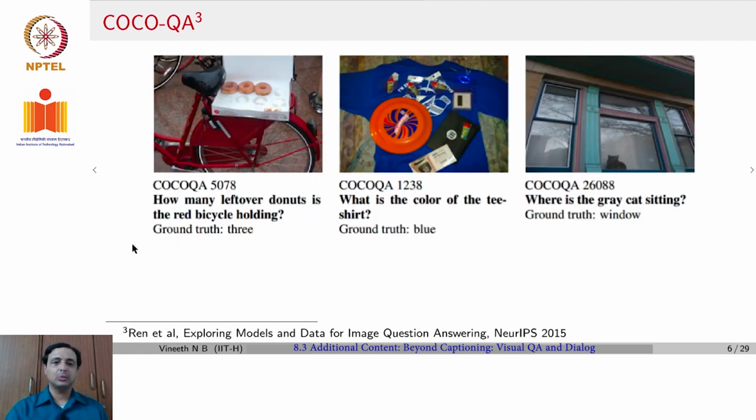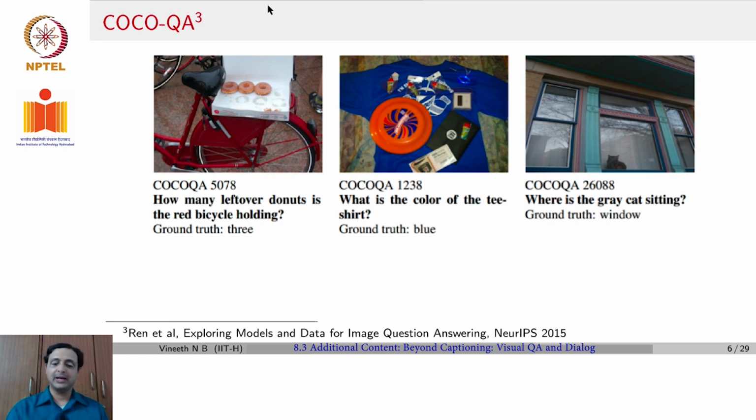Another dataset that was developed in 2015 is known as the COCO QA dataset. This again used the Microsoft COCO dataset. As I just mentioned, the Microsoft COCO dataset was an image captioning dataset.